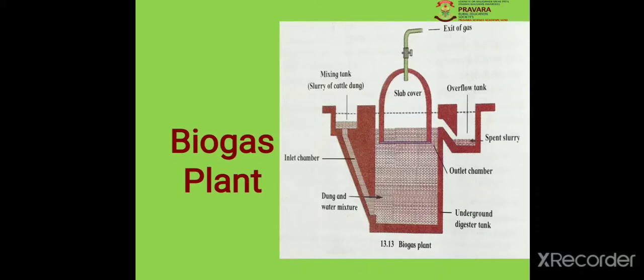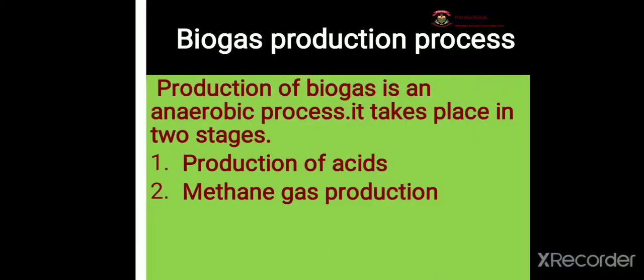Now, how is biogas produced in a biogas plant? The production of biogas is an anaerobic process. Anaerobic process means the process in which oxygen is not inhaled, and if oxygen is inhaled then it is called aerobic. Anaerobic means absence of oxygen.